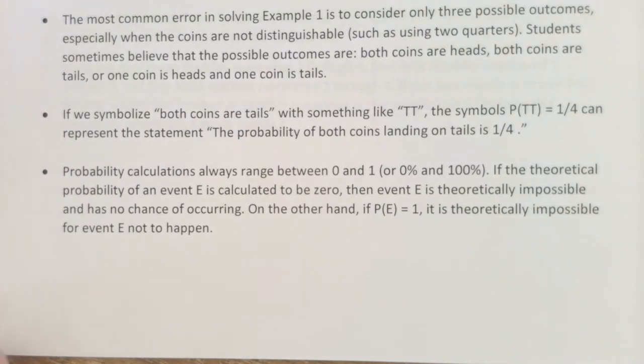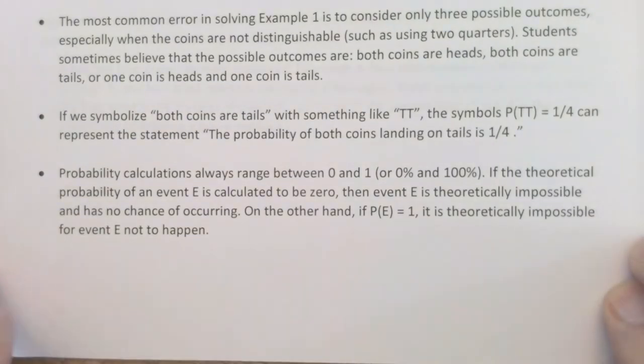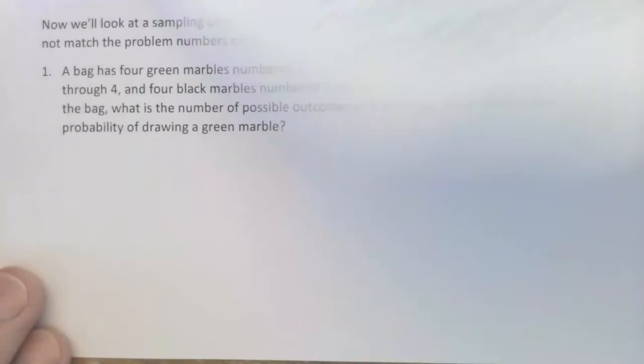In theoretical probability, if some event E has a probability of zero, it's not possible for that thing to happen. On the other hand, if the probability of your event is one, it's not possible for that thing not to happen. So zero means completely unlikely, and one means definitely going to happen for your event E.